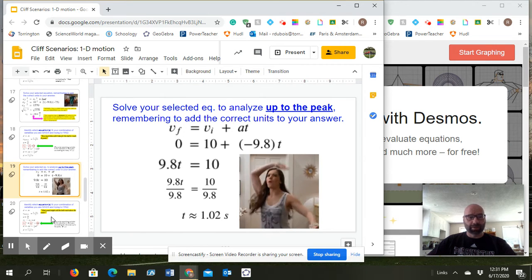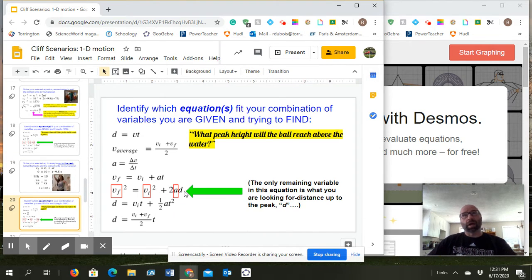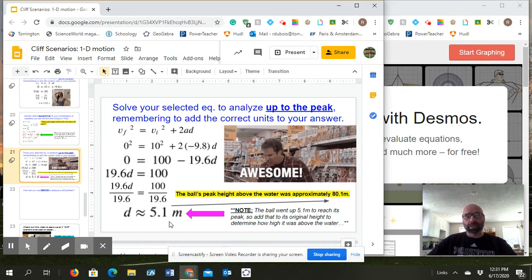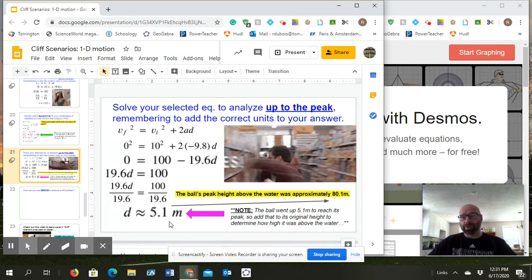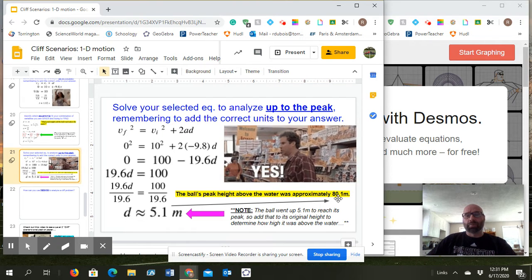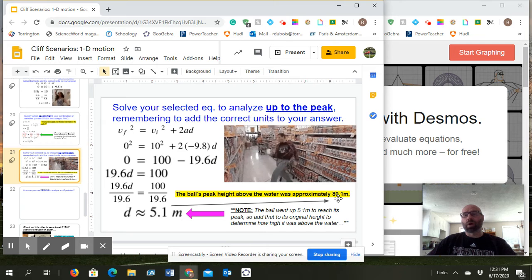And building off of that, we're also able to figure out, well, how much higher would the ball go in this 1.02 seconds using VF squared equals VI squared plus 2AD. And when we did that, we calculated that the ball would go an additional 5.1 meters up. So adding that to the original height of 75 meters above the water, the ball would be 80.1 meters above the water at its peak.